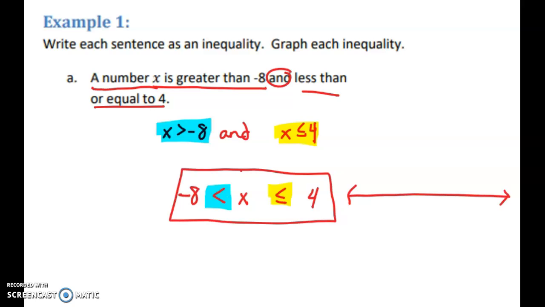Now what it would look like on a number line. I'm going to go ahead and go by 4s here. All right, so it would go from -8, and it's an open circle because if you see where I highlighted in blue, that's a less than symbol, so there's no underline. And at 4, it's a closed circle because it was less than or equal to. And when it's "and," they should connect.